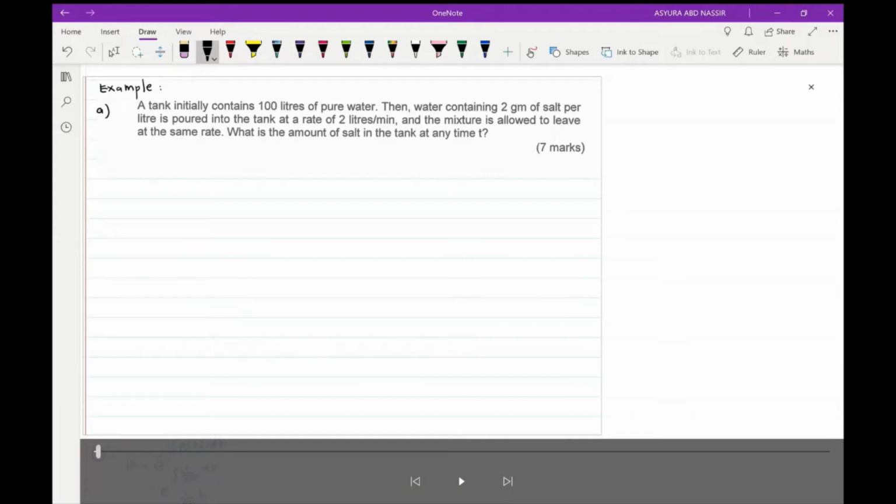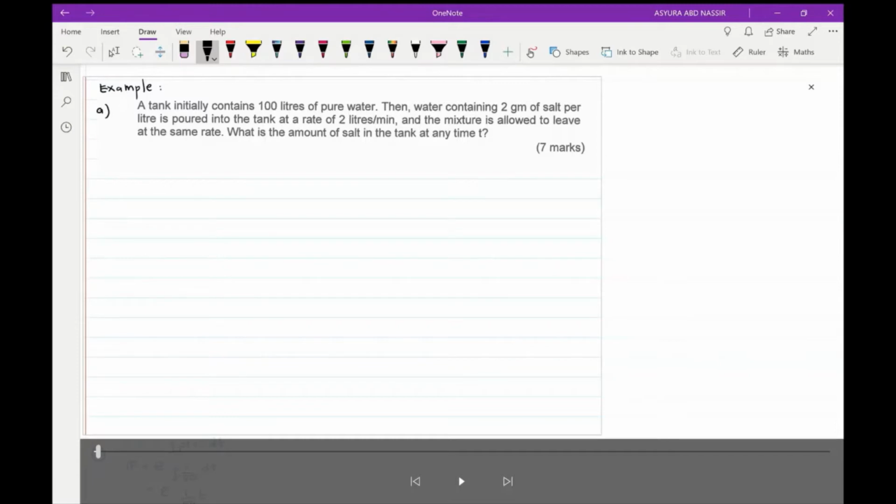Okay, let's look at this example. This is an example from the sample questions from past year papers. We have a tank that initially contains 100 liters of pure water. Then water containing 2 grams of salt per liter is poured into the tank at the rate of 2 liters per minute, and the mixture is allowed to leave at the same rate. What is the amount of salt in the tank at any time t?